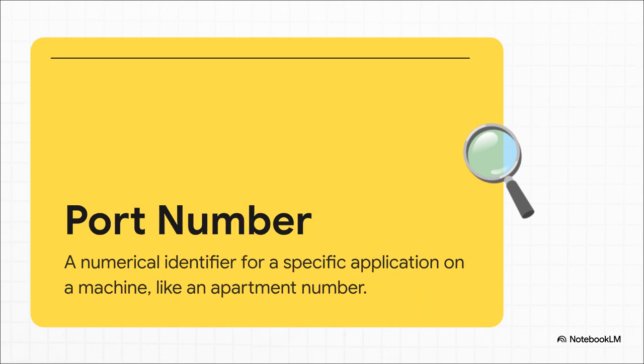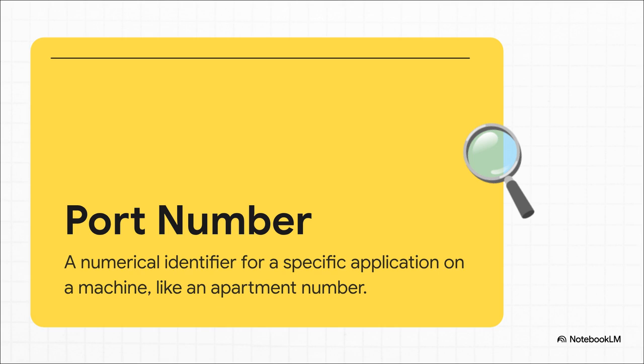But an IP address just gets you to the right building, the right computer. What about the right application inside that computer? That's where the port number comes in. It's like an apartment number. For example, web traffic usually goes to port 80. This little number makes sure your data packet doesn't just show up at the front door, but gets delivered to the correct program.